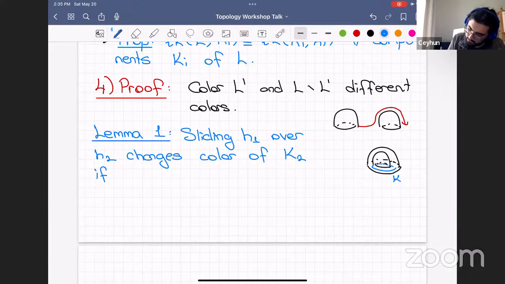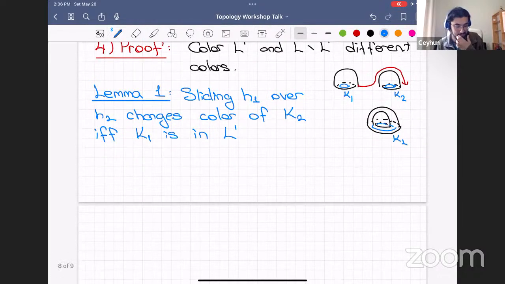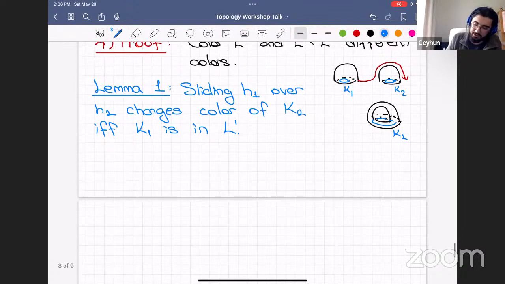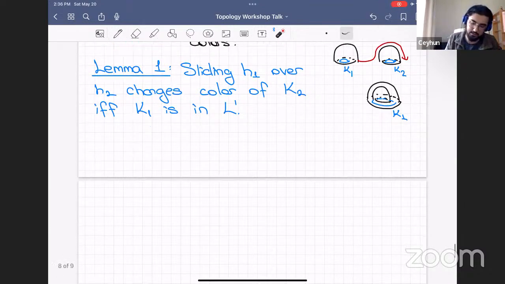So this is K1 and this is K2. Sorry, the other way. This is K2 and this is K1. The color of K2 changes if and only if K1 is in L prime. So this basically characterizes what happens when we slide handles. The only change is going to happen if K1 is in the characteristic sublink. So we have a component of L prime and it slides over another component of L, and this component which we're sliding over is going to change color only in this case.